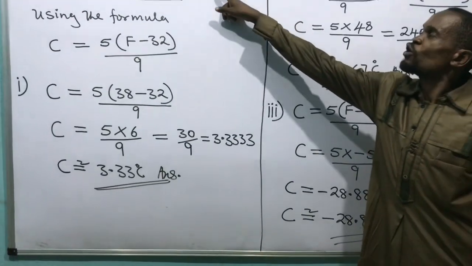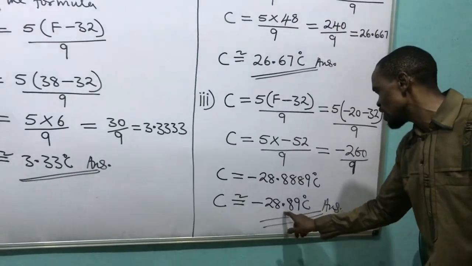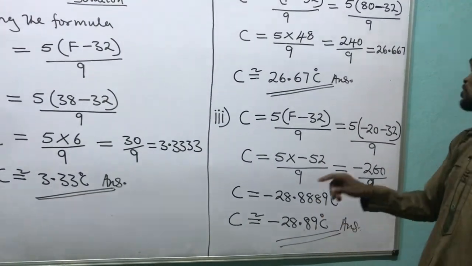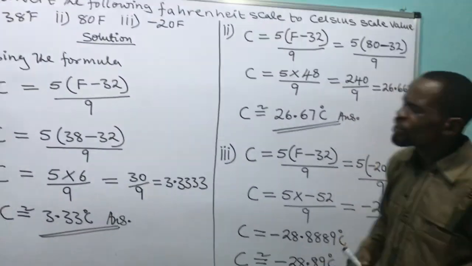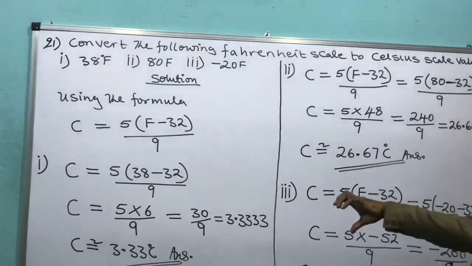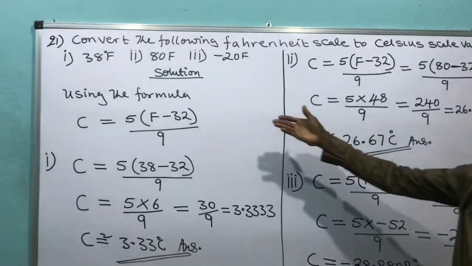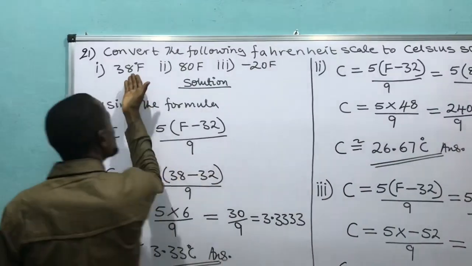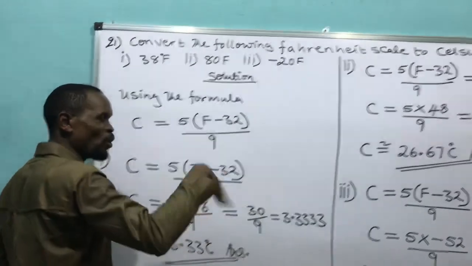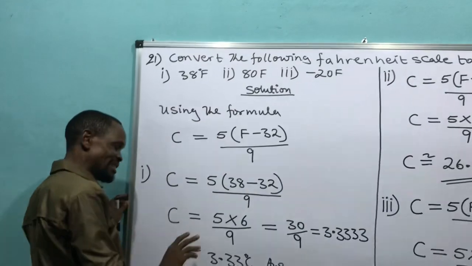This minus 20 Fahrenheit in degrees centigrade is what? Minus 28.889 degrees. So now see what I've already said, that the value you got in Fahrenheit can get an equivalent of it in what? Degrees centigrade. That's what we are trying to do here. We are getting the equivalent of these Fahrenheit values in degrees centigrade.